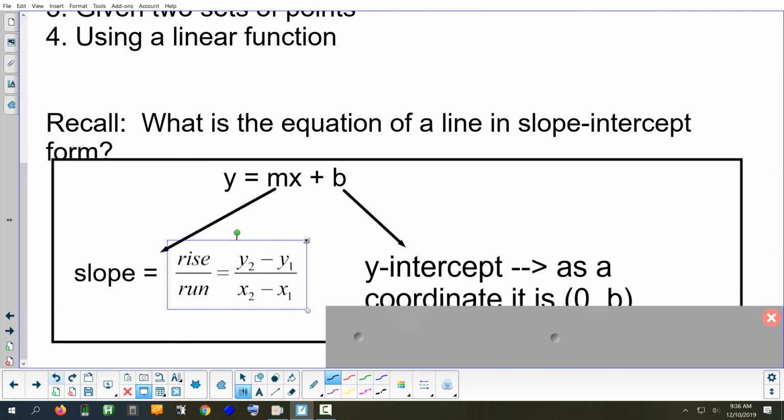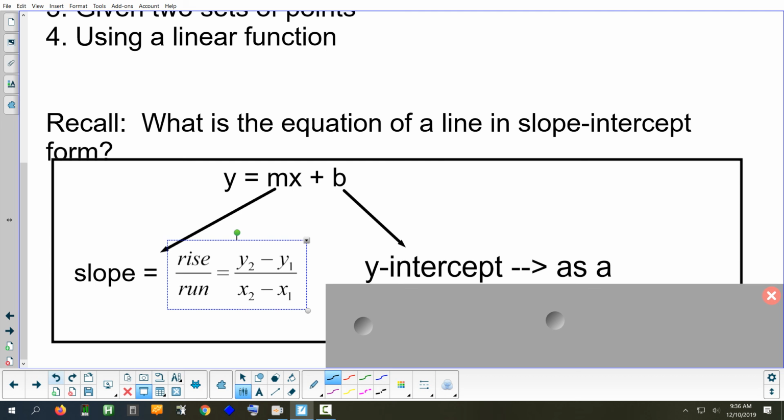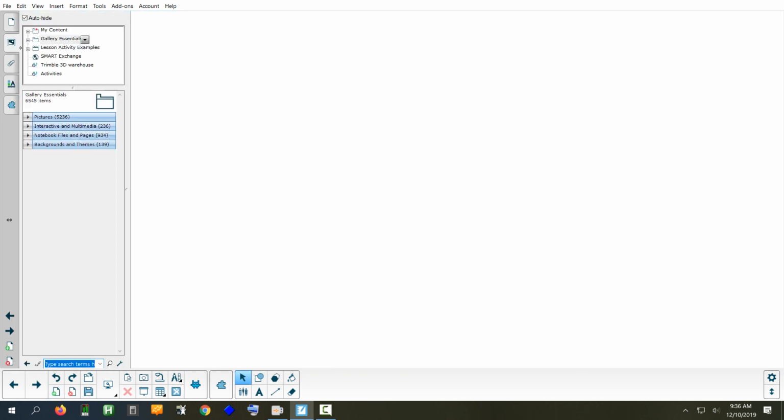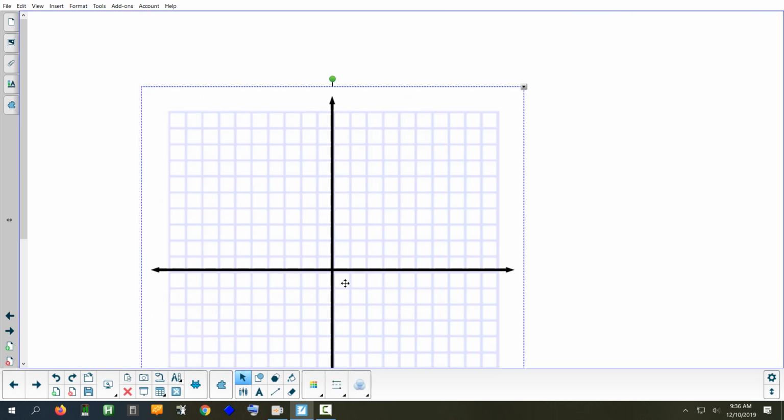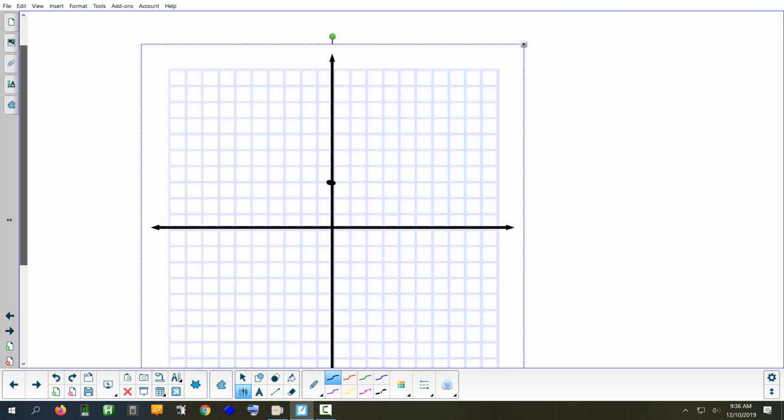All right, and b, you guys just told me, that's the y-intercept. Somebody tell me a little bit simpler: what does y-intercept mean? It's basically where your line hits the y-axis. So let's make a graph. You guys don't have to make this graph. I'm going to draw a line just like that.